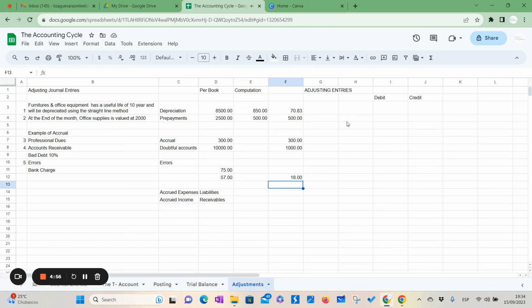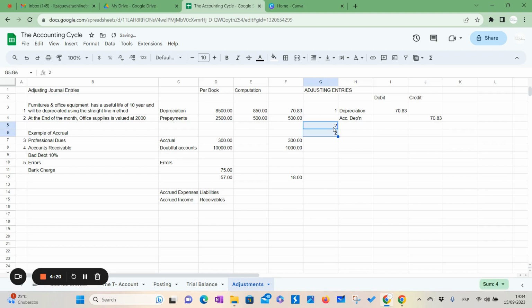Okay, so now we are ready to prepare our adjusting entries. The first one is depreciation. We will debit depreciation of 70.83 and credit accumulated depreciation 70.83.